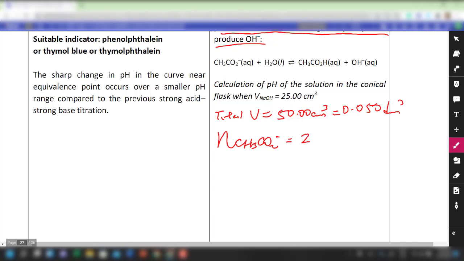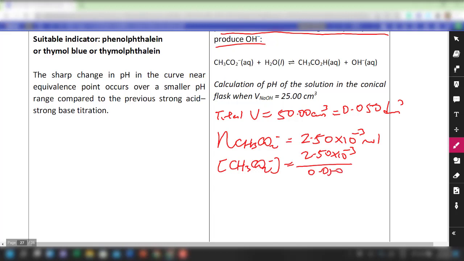Okay, so that will be what we have written earlier on, 2.50 times 10 to the power minus 3 moles. So therefore, the concentration of ethanoates in the new total volume will be 2.50 times 10 to the power minus 3 divided by 0.050. Okay, this will give us 0.0500 moles per dm cube.